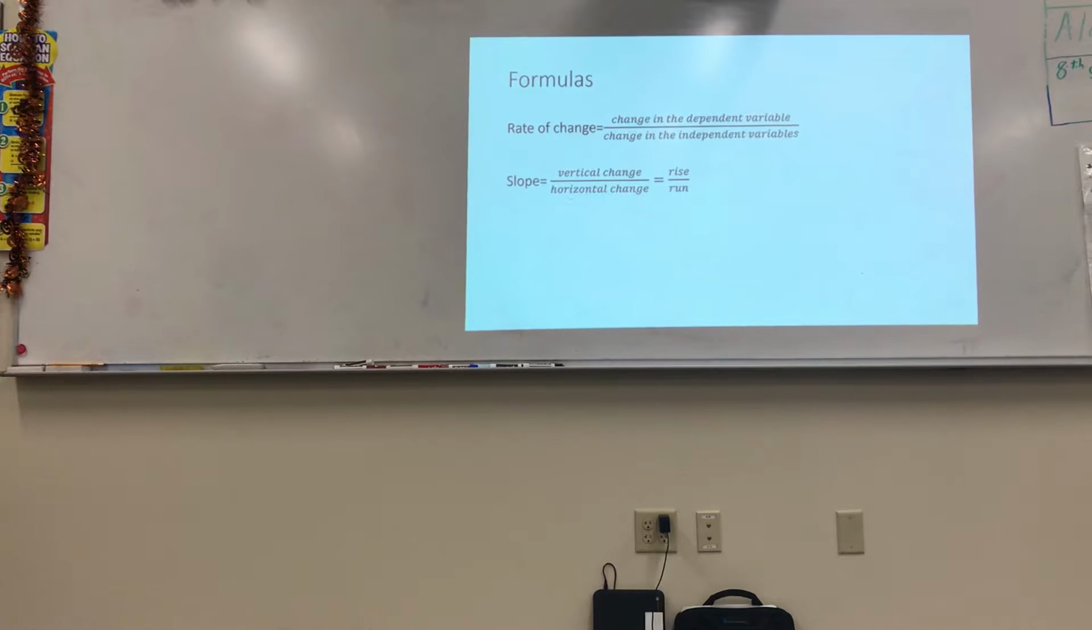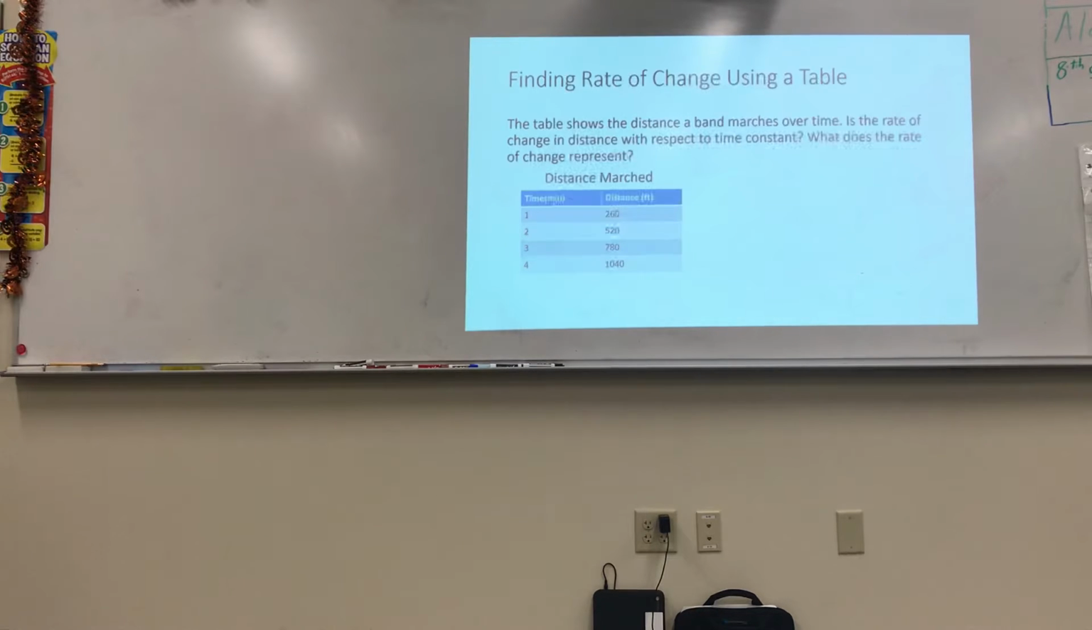Okay? Rate of change is the change in the dependent variable over the independent variable. The dependent is dependent on the independent. So I said that wrong. The y value will be the dependent, and the other one, the x value, will be the independent. Alright, slope is vertical change over horizontal. Rise over run.